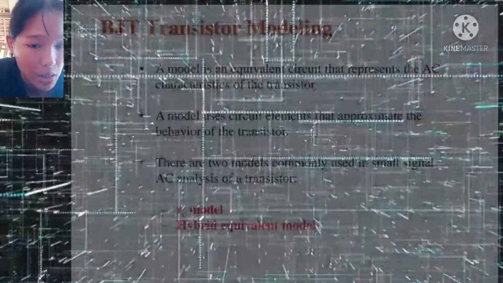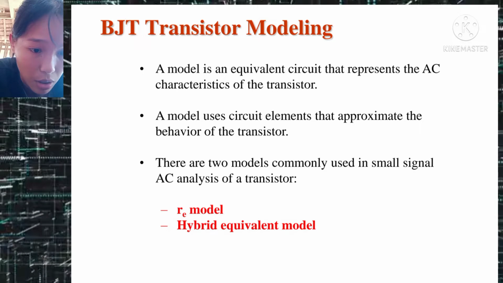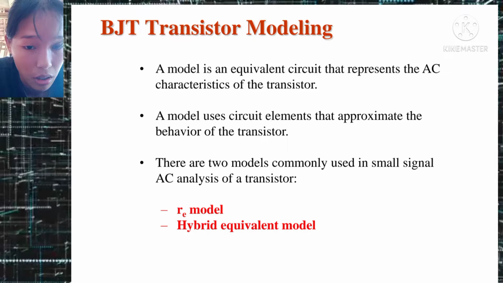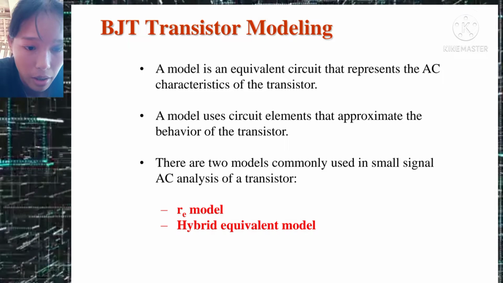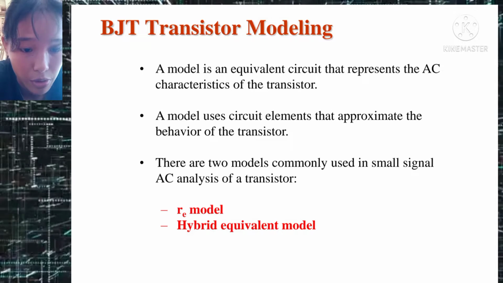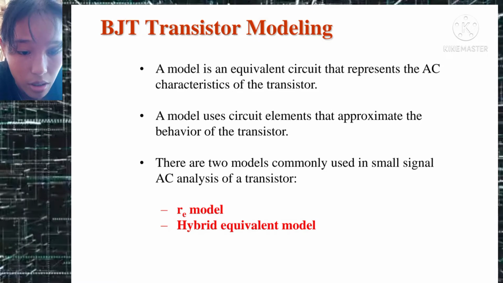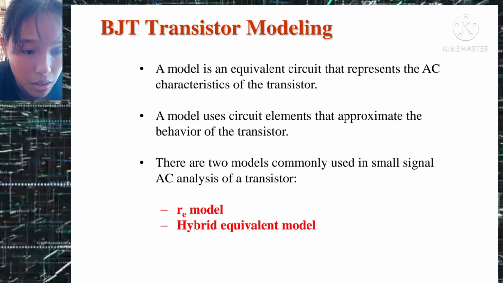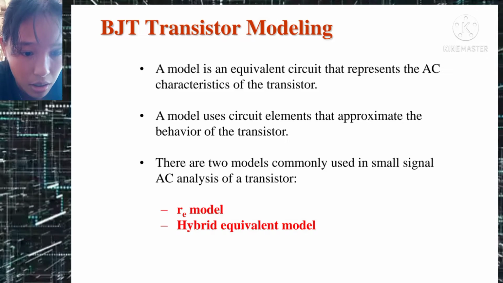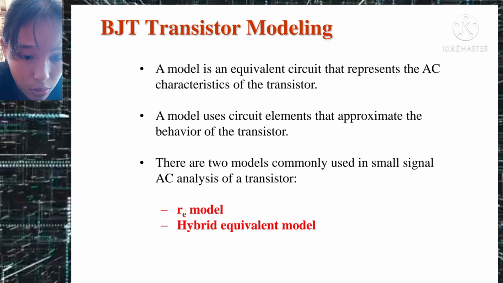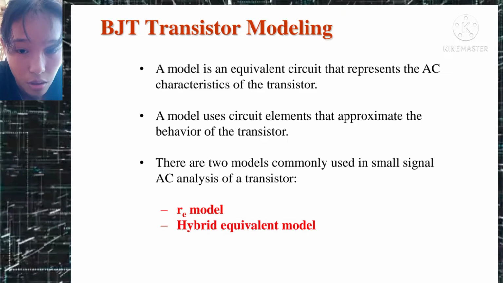So, BJT transistor modeling. It is a model of a combination of circuit elements which is properly chosen that best approximates the actual behavior of a semiconductor device under specific operating conditions. For example, the AC equivalent circuit is already determined. The schematic symbol for the device can be replaced by this equivalent circuit, and the basic methods of circuit analysis applied to determine the desired quantities of the network.